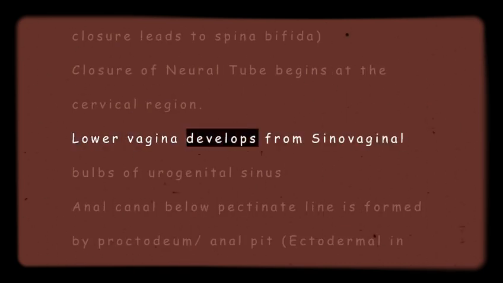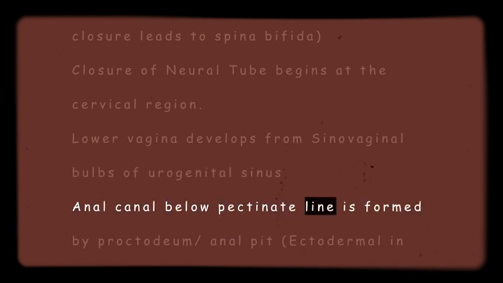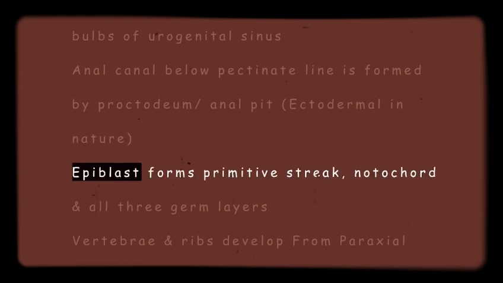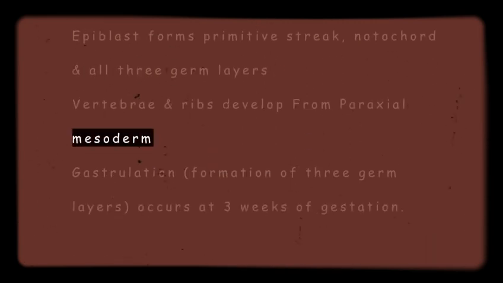Lower vagina develops from sinovaginal bulbs of urogenital sinus. Anal canal below pectinate line is formed by proctodeum / anal pit, ectodermal in nature. Epiblast forms primitive streak, notochord and all 3 germ layers. Vertebrae and ribs develop from paraxial mesoderm.